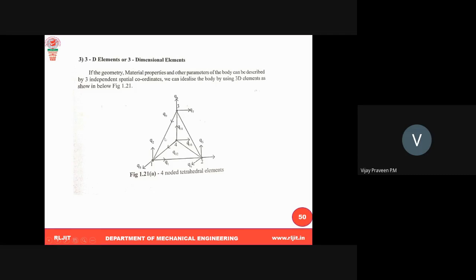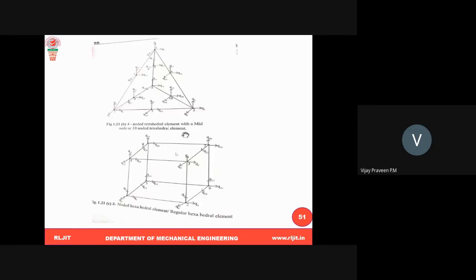Therefore it is 4-noded, so 4 threes are 12. In total you'll get 12 nodal displacements. Usually where all 3 dimensions are considerable, like I said, automobile parts, turbine parts, or pump parts, anything considerable in 3D, we are going to use this. Therefore, if you use this type of element, definitely it will take more computation time. Why? Because there are 3 degrees of freedom, and the nodal displacements become 12. So 12 times the number of equations, it will take a lot of time to compute.